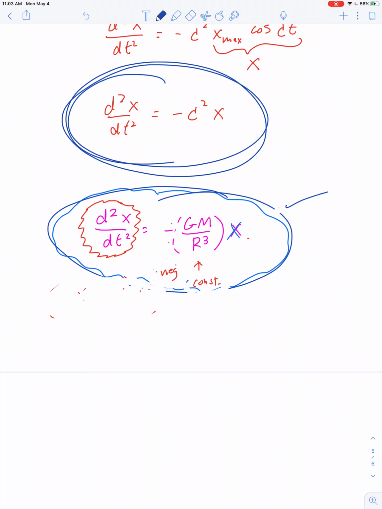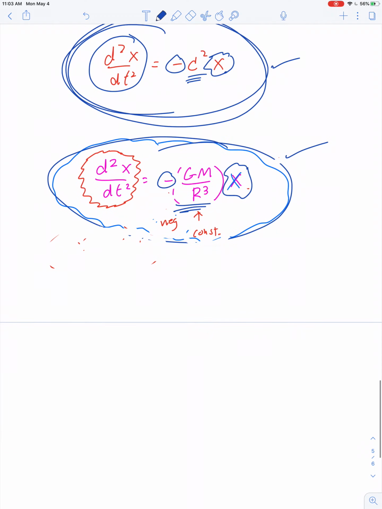We know this has to be true, and based on our guess, we have an equation that looks very similar. The second derivative gives us a negative constant times the very function we're taking the derivative of. This seems to agree as long as the constant squared is equal to gm over r cubed, meaning the constant must be the square root of gm over r cubed.